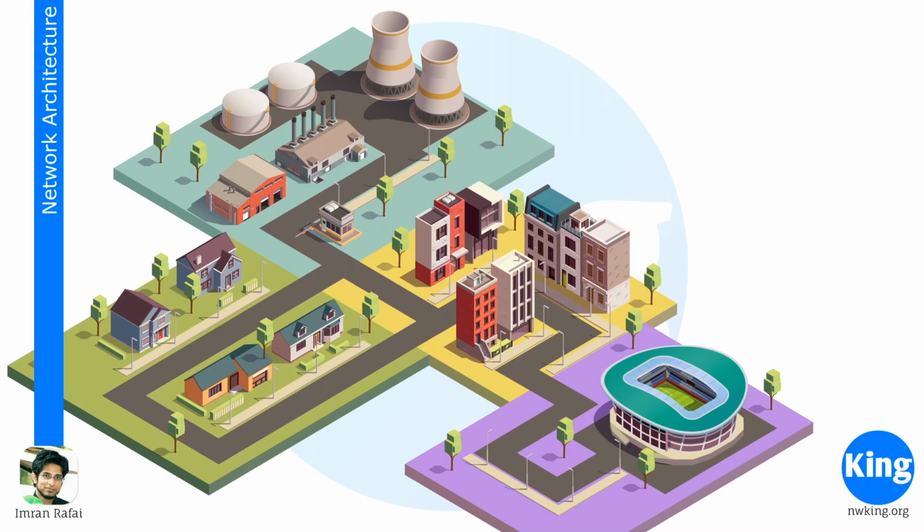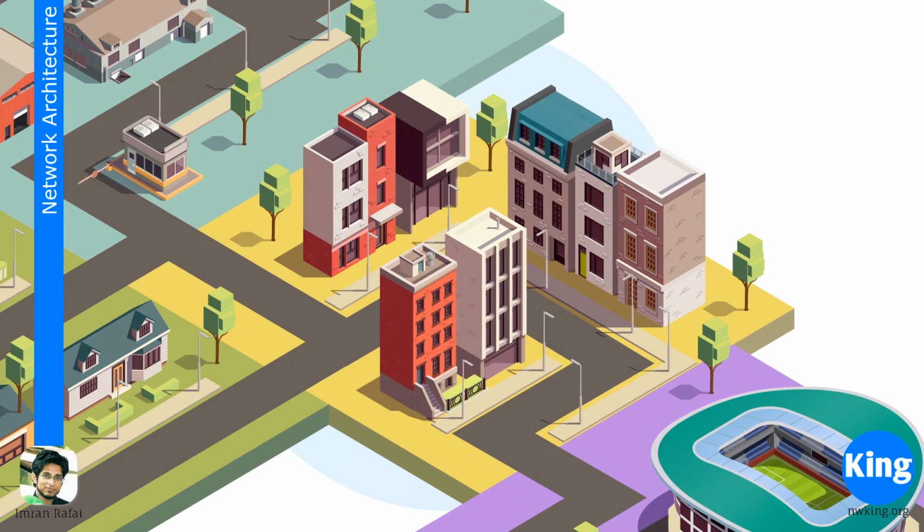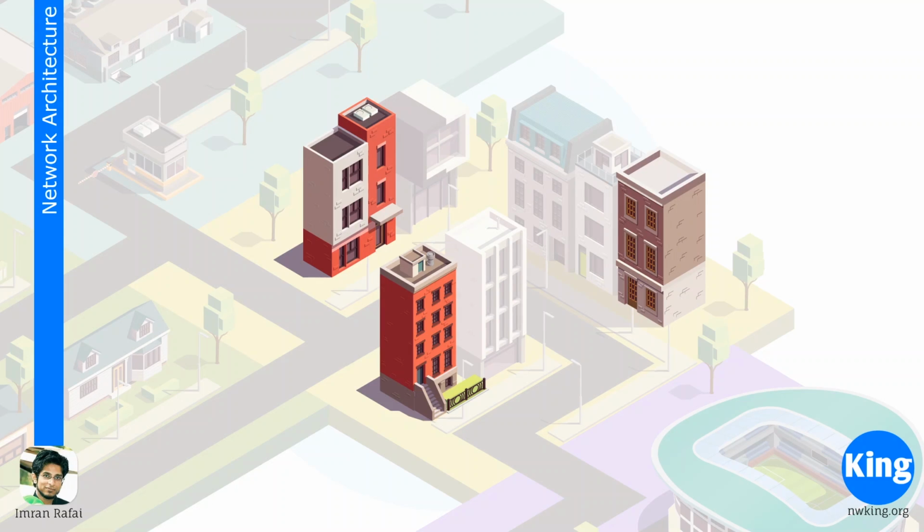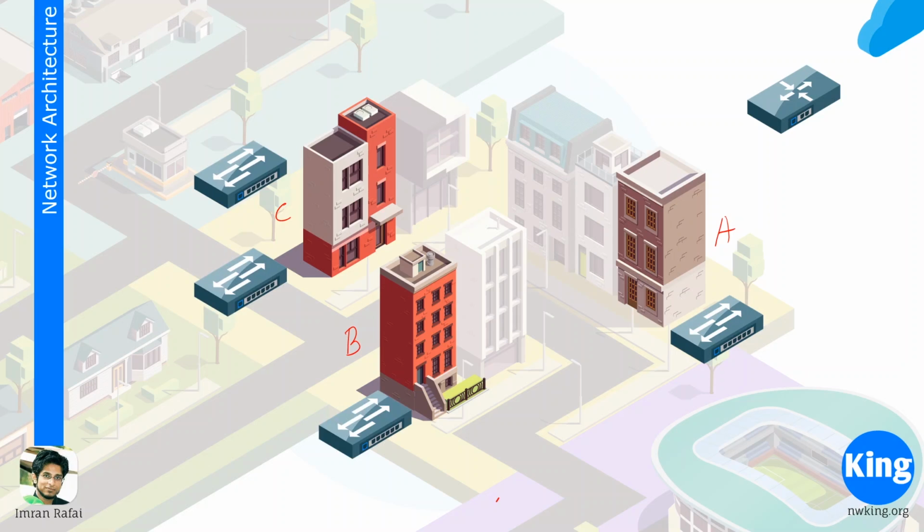Let's assume this is a small city, and in these office areas, we have our office buildings. So let's assume we have these three buildings which are part of our office. Let's call this building A, and this building B, and this building C. Let's assume our building A is our head office. So we have an internet connection coming in, and let's say it's connected to the router.